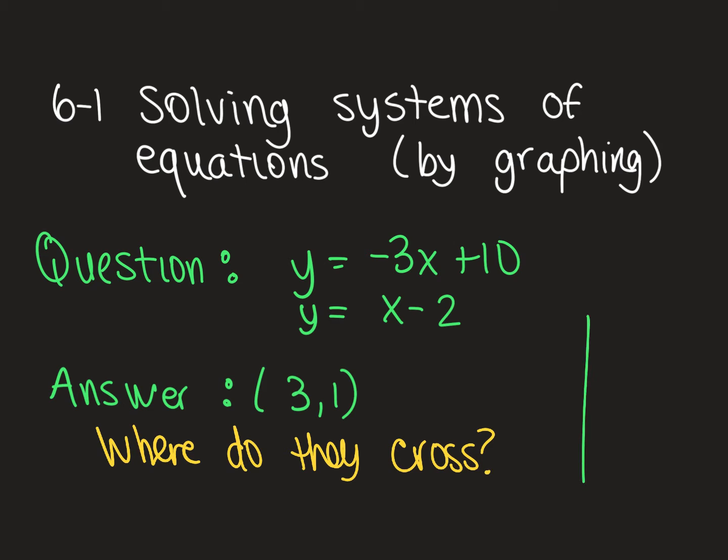So maybe we've got our x and y axis, and you're going to have a line, you're going to have a second line, and the place right here where they cross is the answer, 3, 1. So we know how to graph. We don't have to do any rearranging, which is nice. So we're just going to graph them and use our eyeballs to see where they cross.